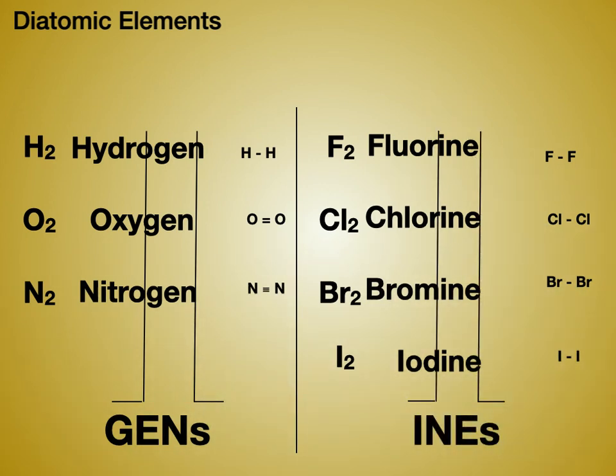And no other element in the periodic table ends in either gen or ene. So if you see the name of an element that ends in gen or ene, you know that it's a diatomic element, and when you write its formula, you should write a little 2 after the symbol to show that it's made of molecules made of 2 atoms.